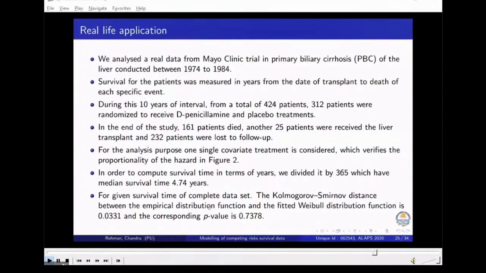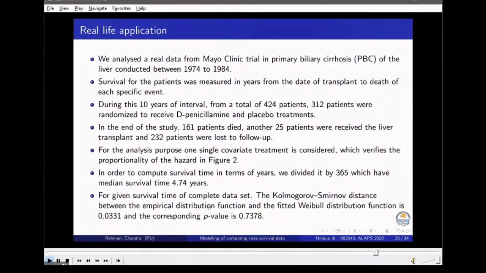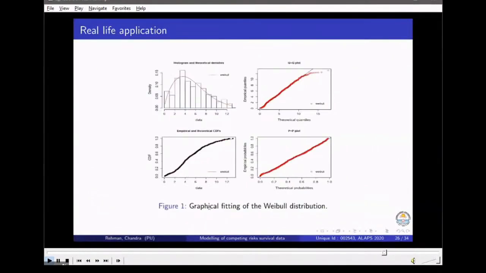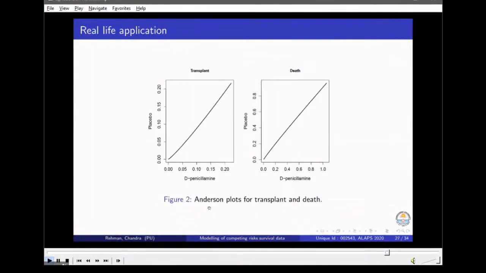For checking the goodness of fit, we use the Kolmogorov distance between the fitted model and the empirical distribution, which is 0.0331, and the corresponding p-value is 0.737, which indicates that the model cannot be rejected for this data set. Figure 1 shows the graphical fitting of the Weibull distribution for this data set, and figure 2 is the Arjas plot for checking the proportionality assumption of the treatment for both the transplant and death.